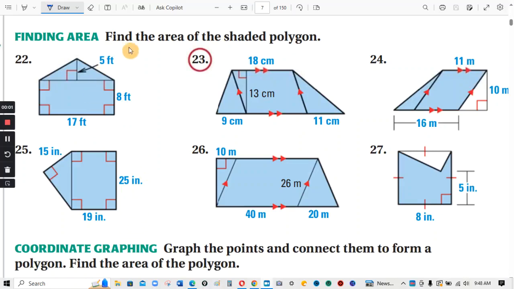All right, in this section here, we're going to find the area of the shaded polygon. Okay, and what we're going to have to do is find the area of each part and then just add them together.